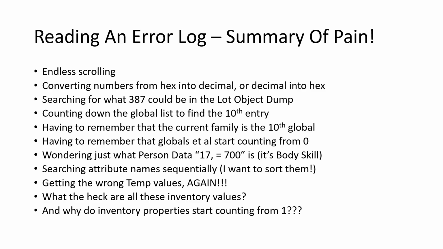Searching attribute names sequentially, this is alright for an object that's only got 4 or 5 attributes, but when you start looking at some of the bigger Maxis ones, they have 20, 30. Searching down for a name, and ideally you want to be able to sort. You end up getting the wrong temp values again. What are all these inventory numbers? And when you're coding, inventory properties start counting from 1, but they actually display them in the log file as number 0. So there are lots of gotchas and sort of painful things going through trying to read an error log.